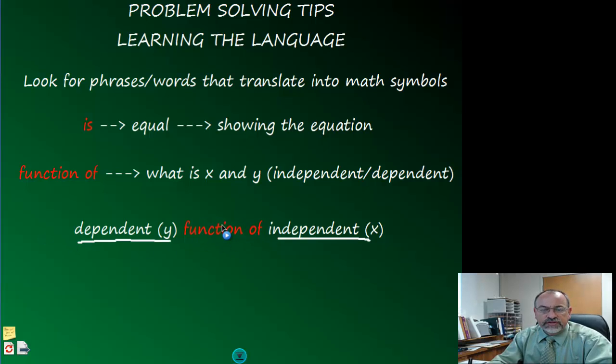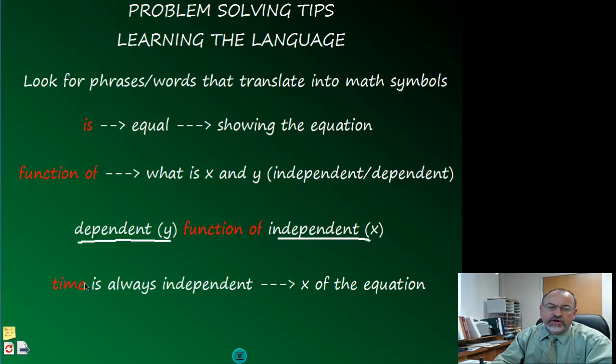So look for the phrase "function of," and when you see it, what's in the front is going to be your y. It's going to be your dependent variable. And what comes after is going to be your x, that's independent. Now, another thing that you're going to run into a lot is time. And time is always going to be your x. It's always going to be your independent variable.